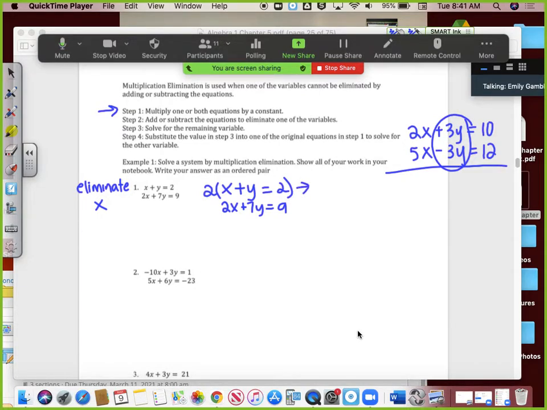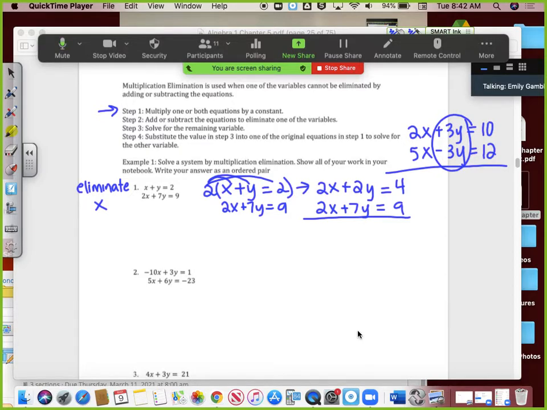You multiply every single term by 2. 2 times x is 2x. 2 times y is 2y equals 2 times 2 is 4. What I did was I took the entire equation and I multiplied everything by 2. And now if I write the second equation underneath of it, the 2x plus 7y equals 9 equation, now I can use elimination and I will be able to eliminate the x's.